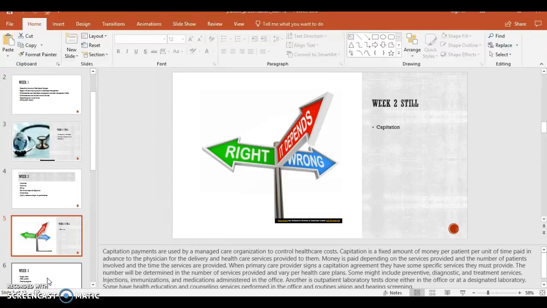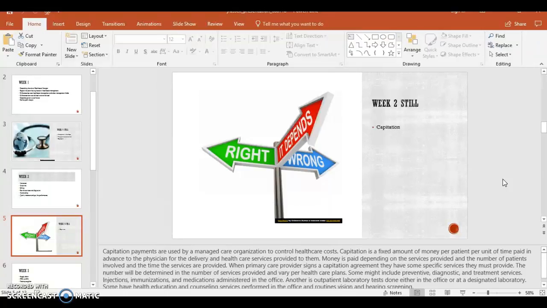Still expanding on week 2, we're talking about capitalization, which are payments that are usually used by managed care organizations to control healthcare costs. Capitalization is a fixed amount of money per patient per unit of time paid in advance to physicians for delivery of healthcare services provided to them. Money is paid depending on the services provided, the number of patients involved, and the time the services are provided. When primary care providers sign a capitalization agreement, they will have some specific services they will provide.